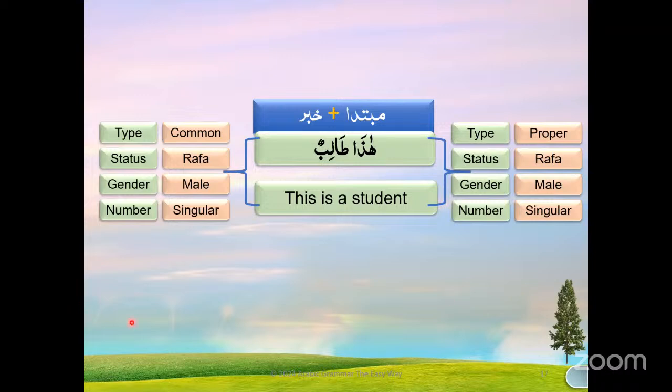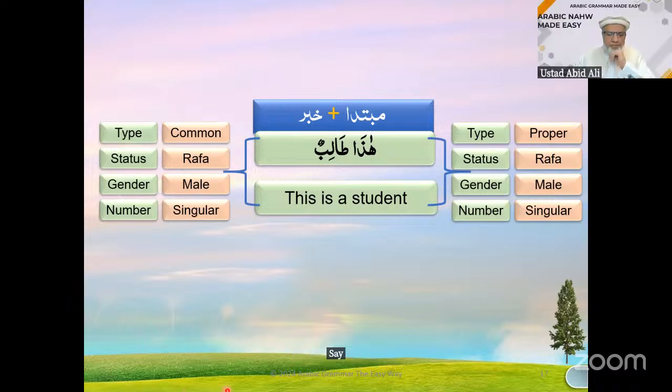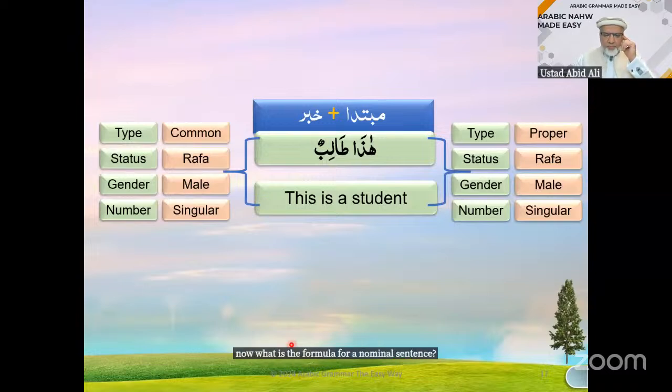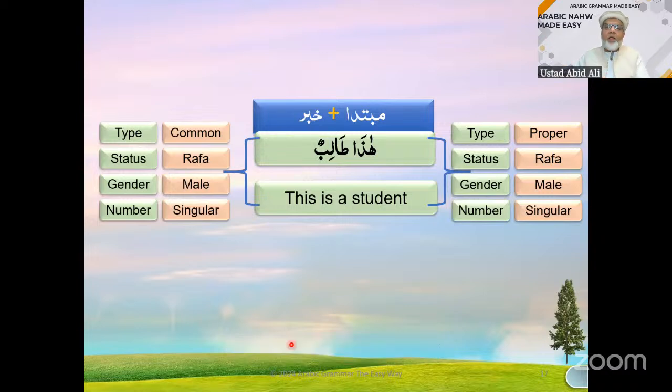Mubtada plus khabar. Say that again. Mubtada plus khabar. No, what is the formula for a nominal sentence? Remember we saw the slide earlier? There was a slide where we said this is the formula for making a nominal sentence.